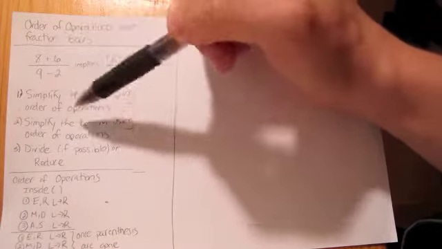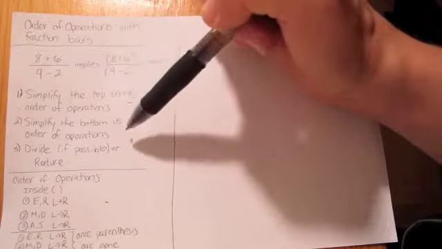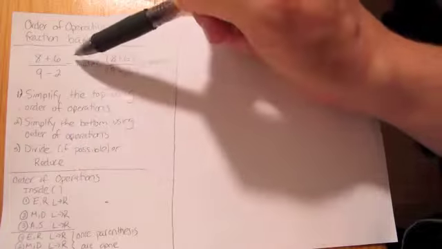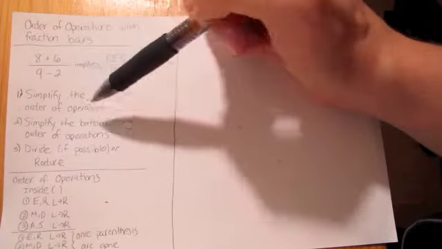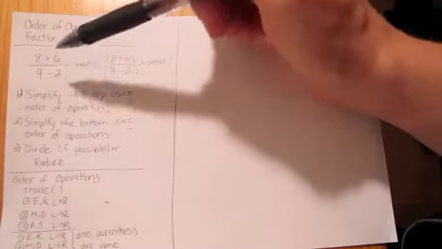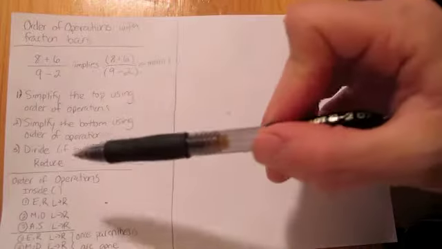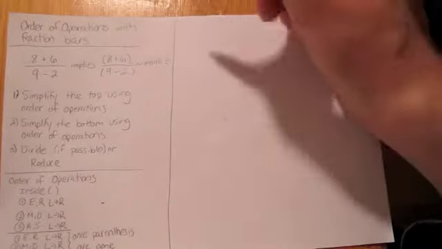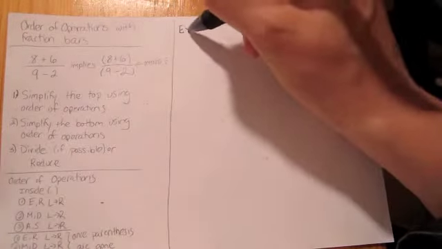And then when we're all done simplifying the top and simplifying the bottom, we would divide if possible or reduce. So 14 divided by 7 is 2. So in this case, our answer would be 2. And then I've listed the order of operations down here just so we have them to go through when we need them. So we're going to start off with an example.